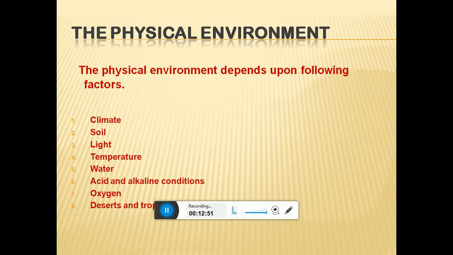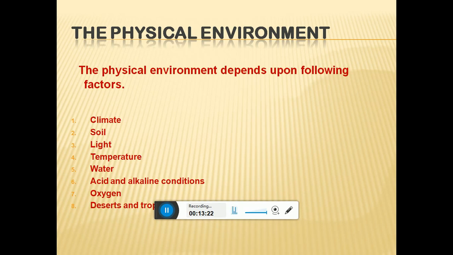Now, physical environment. The physical environment, students, is basically the non-living part of the environment. There are some factors on which the physical environment depends. The list of the factors is climate, soil, light, temperature, water, acid and alkaline conditions, oxygen, and the eighth and last one is deserts and tropical forests.